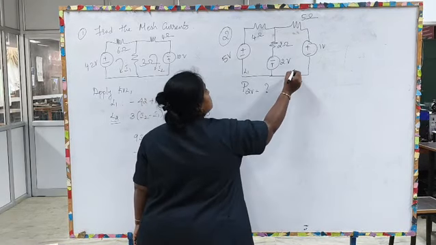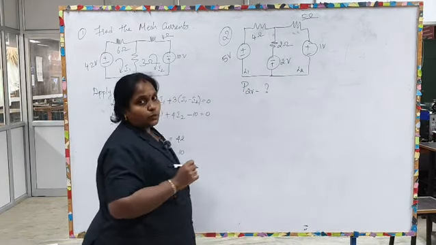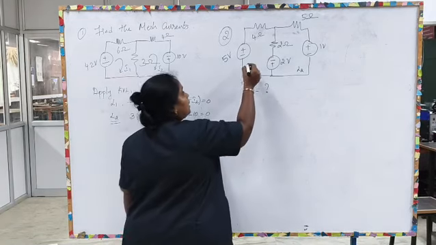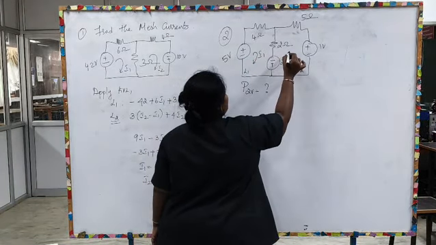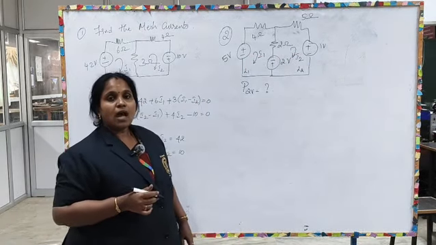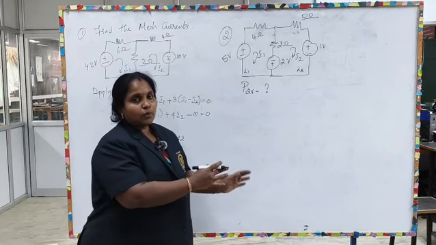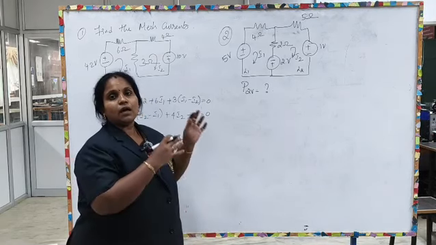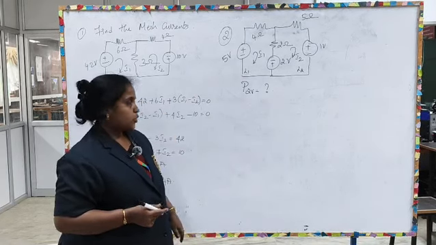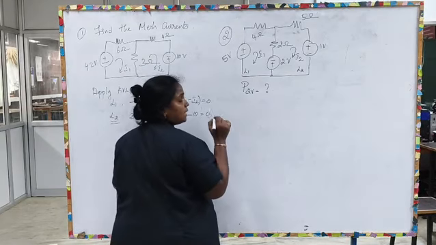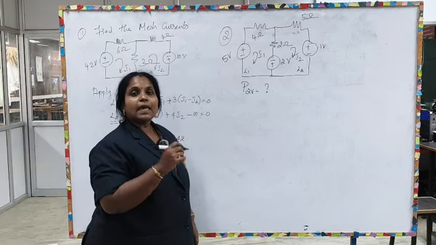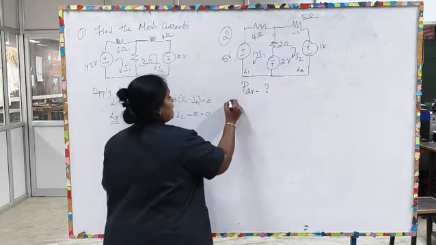Let us mark these 2 meshes as L1 and L2. After identifying the number of meshes, the third step is assigning the mesh currents. So, here I am assigning this current to be I1 and the current in mesh 2 to be I2, and as I said before, both the current directions should be the same in both the meshes, right. Here I have assigned the current in the clockwise direction, after which the next step of mesh analysis is we have to apply the KVL equation.